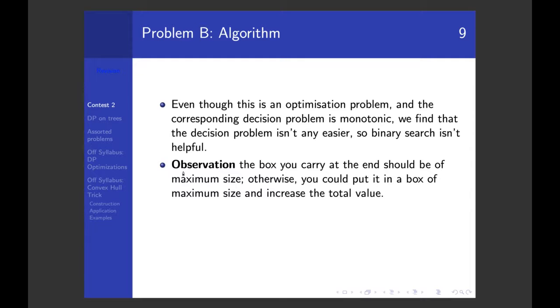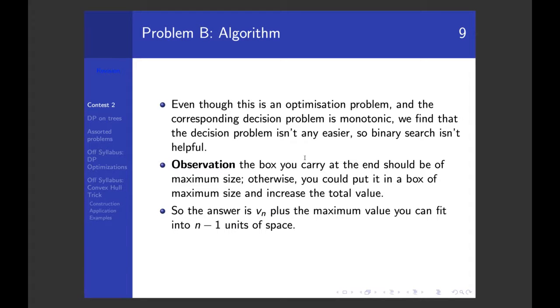But an important observation is that the box you carry at the end should be of maximum size. Proof by contradiction: let's say you wanted to carry a box of smaller than the maximum size. You can make this better by just putting that box inside a bigger box, and now you have a better answer. So we always want to finish up with a box of the biggest size, that is size n, and then put other boxes inside of it.